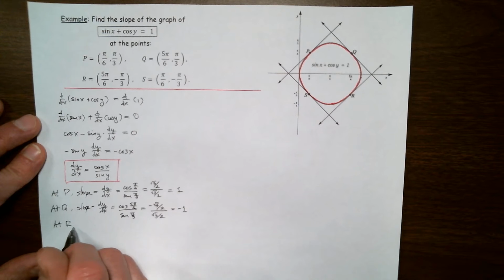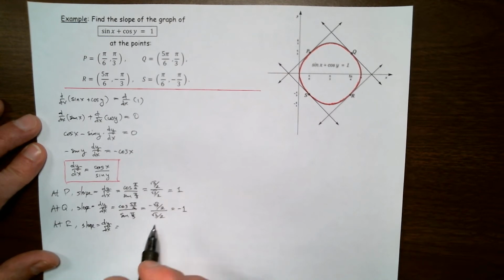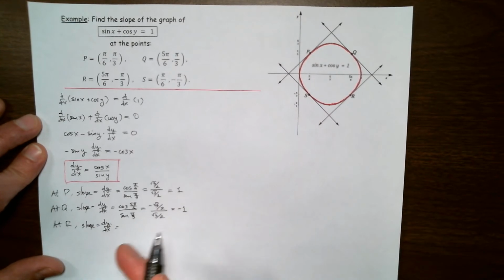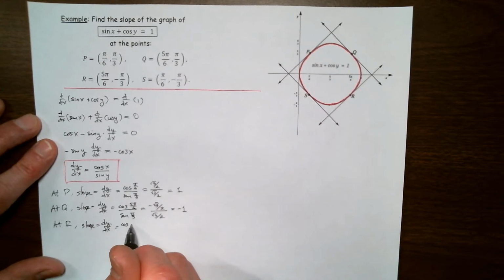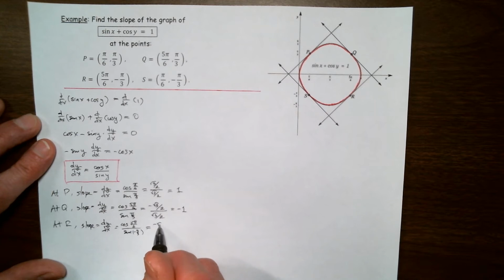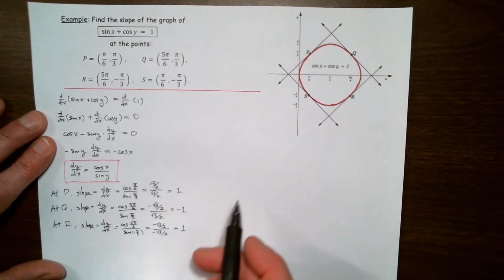At the point R, the slope will again be the value of the derivative at the point having an x-coordinate of 5 pi over 6 and a y-coordinate of minus pi over 3. So we get the ratio cosine of 5 pi over 6 divided by sine of minus pi over 3. Again, the cosine is negative radical 3 over 2, and the sine at minus pi over 3 is also negative radical 3 over 2, so the slope at point R is positive 1. This line has a slope of positive 1.